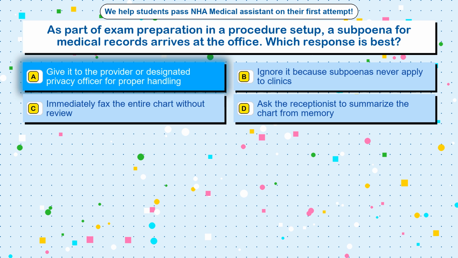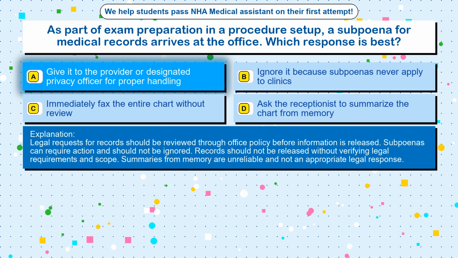The correct answer is option A. Give it to the provider or designated privacy officer for proper handling. Legal requests for records should be reviewed through office policy before information is released. Subpoenas can require action and should not be ignored. Records should not be released without verifying legal requirements and scope. Summaries from memory are unreliable and not an appropriate legal response.